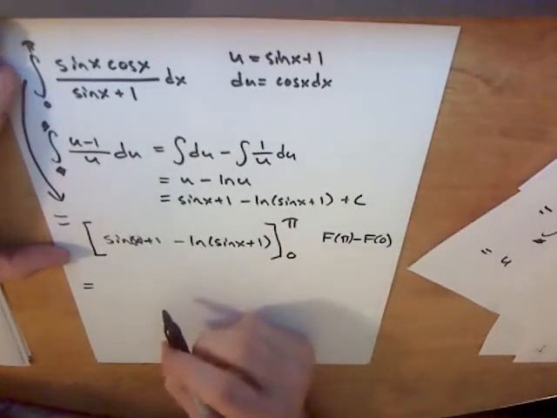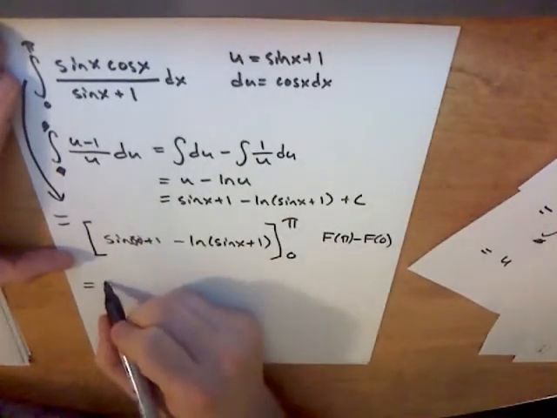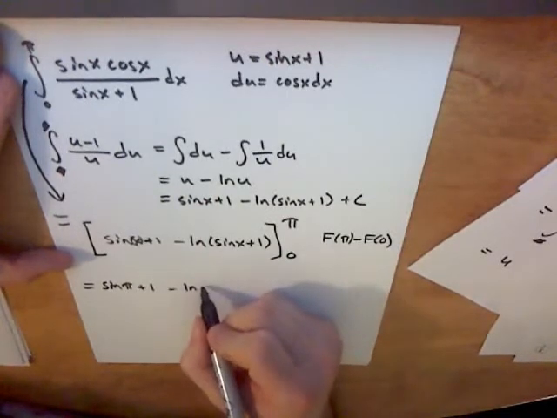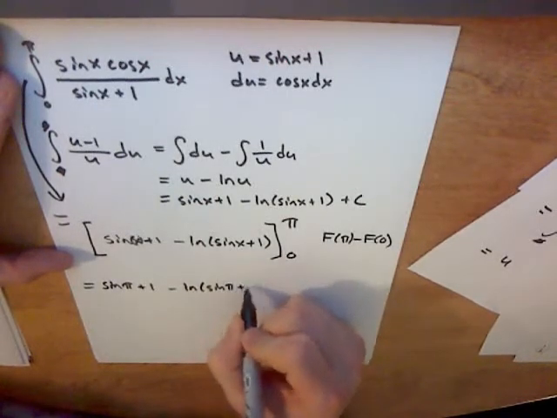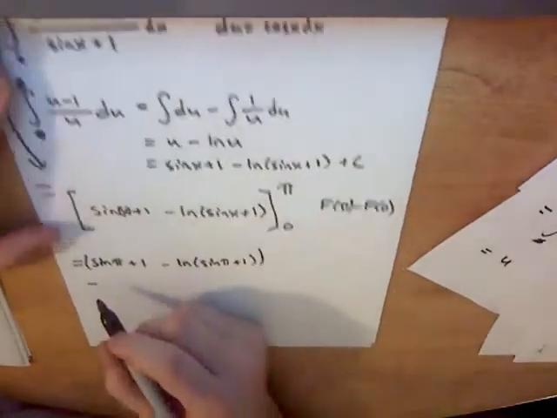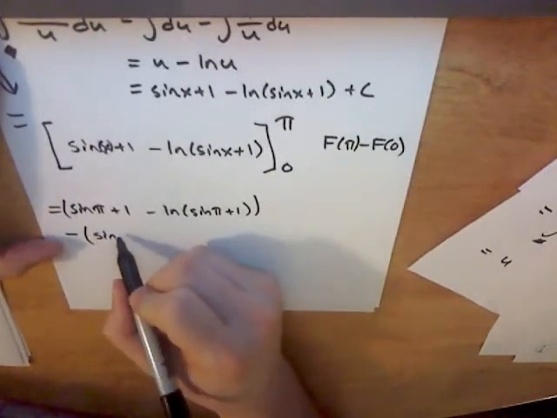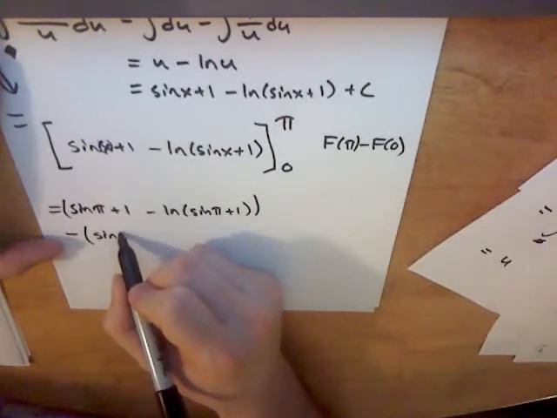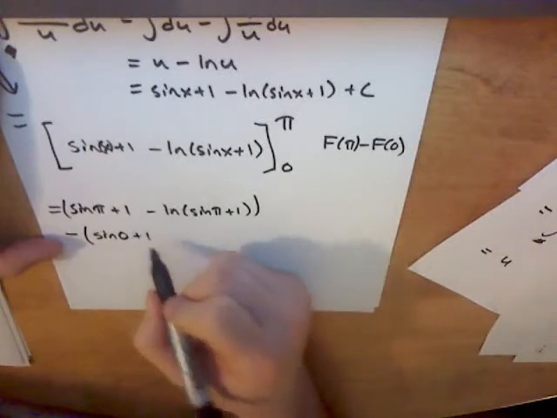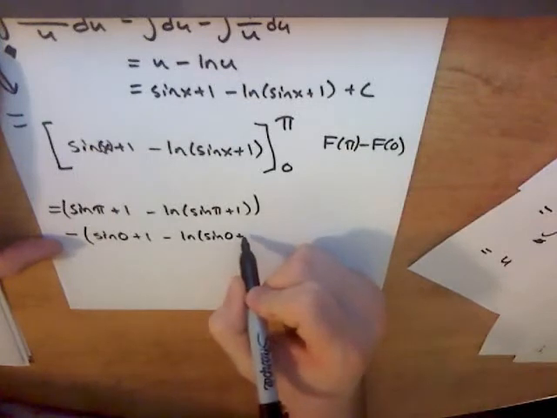And so for the first evaluation, we get sine pi plus 1 minus ln of sine pi plus 1. And we're going to subtract the evaluation at 0, which is sine 0 plus 1 minus ln of sine 0 plus 1.